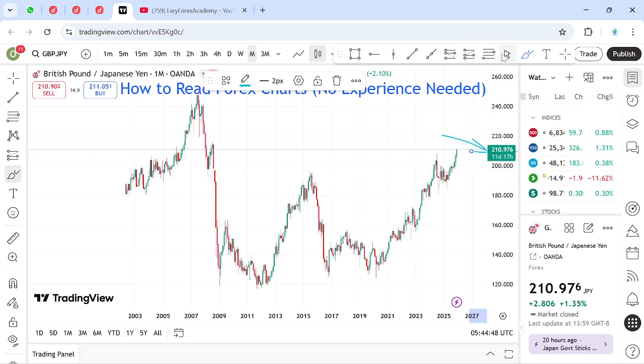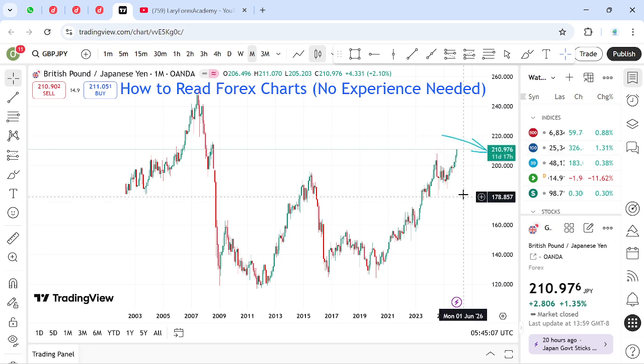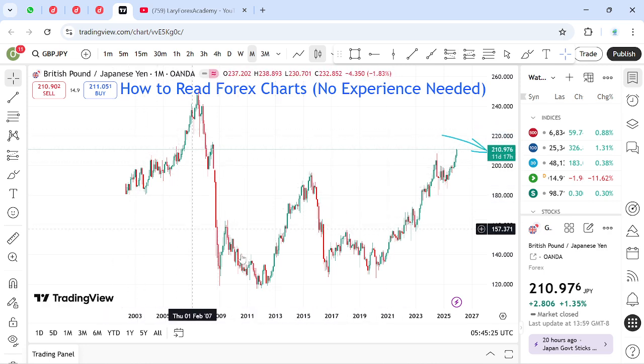So basically, if you look clearly at the arrow, you see that I have this arrow pointed at this current number, which is 210.976. Now, this price is the current price value of the market, you understand, which is 210.976. Now, this current price of the market basically is something that creates all these charts, which we call candlesticks.